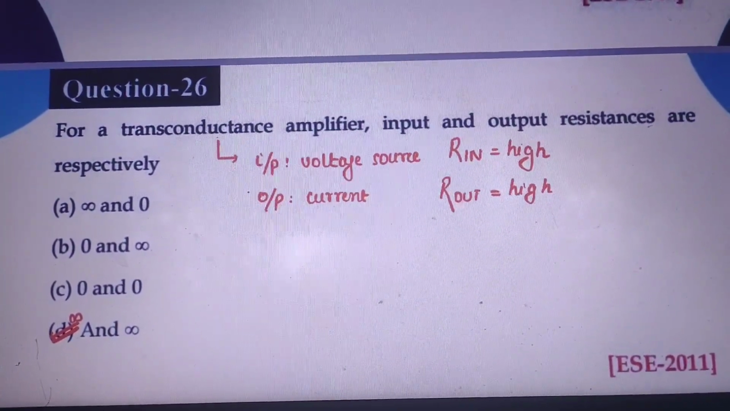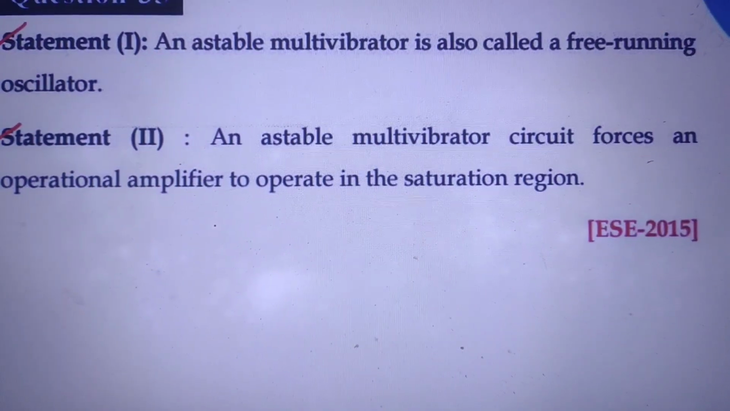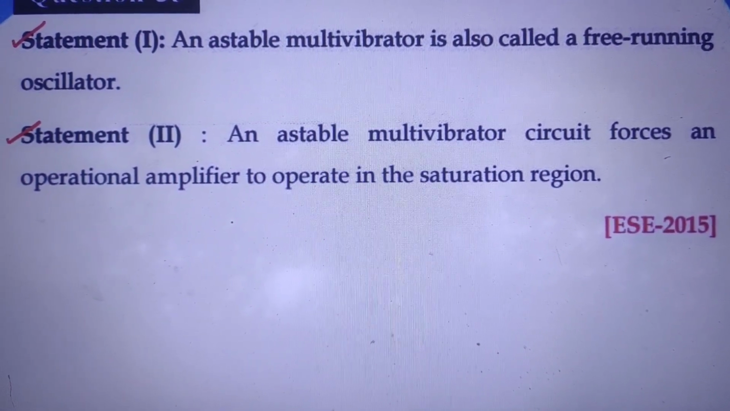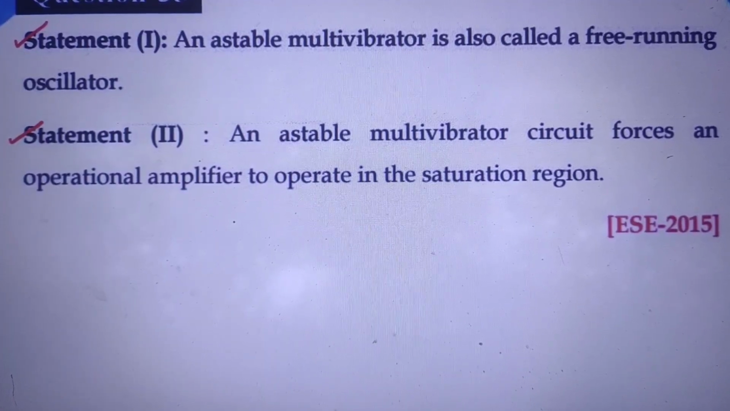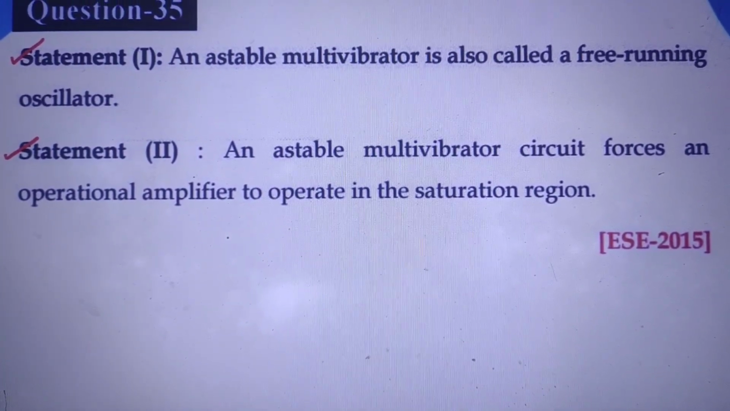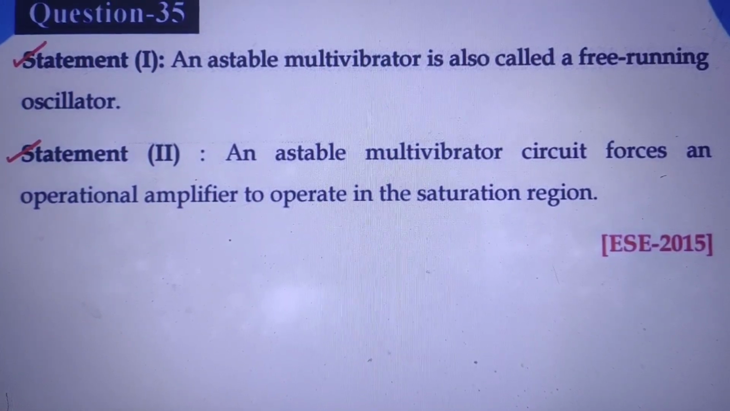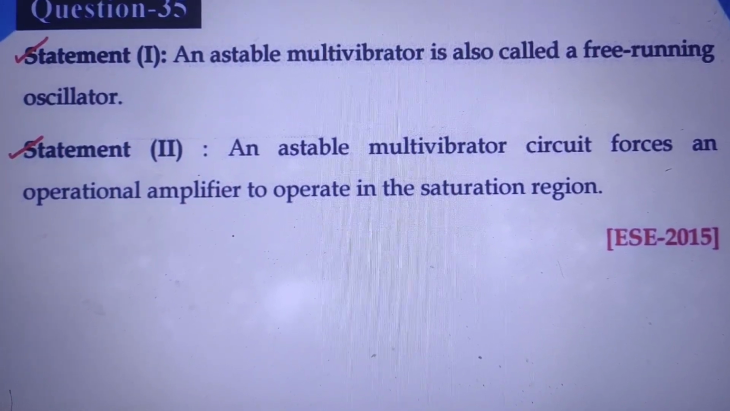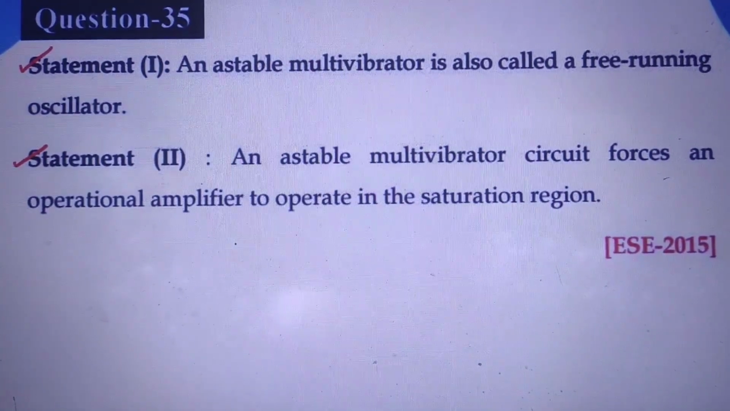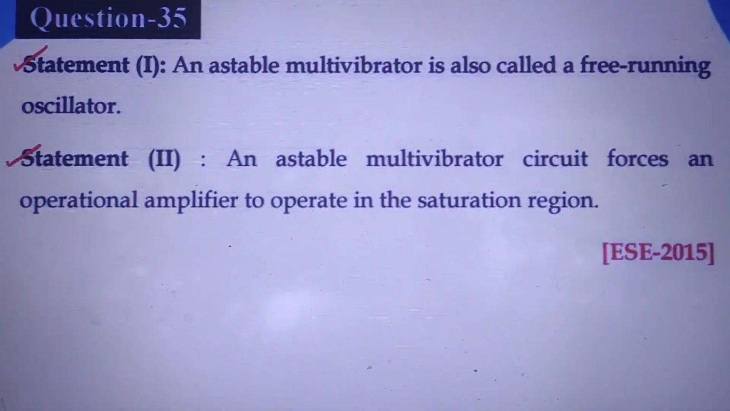It is transconductance amplifier. An astable multivibrator is also called a free running oscillator. An astable multivibrator circuit forces an operational amplifier to operate in the saturation region. So both statements are true, and statement 2 is not the correct explanation of A. This is the right answer.